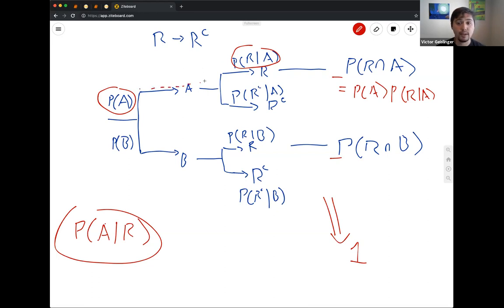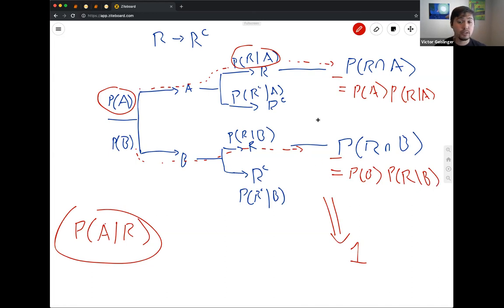You can see if I go around through here, and then eventually I go here, that's my pathway right here. And then the same thing right here, going in a different direction, this will give us P of B times P of R given B. Okay, so those are our two probabilities.